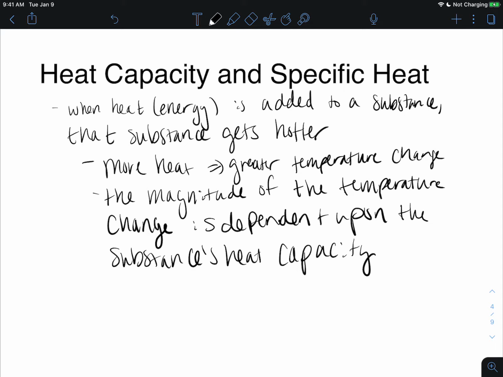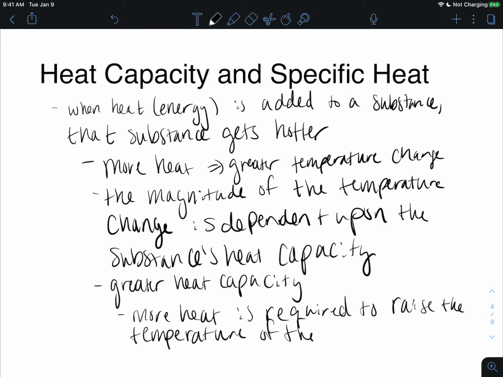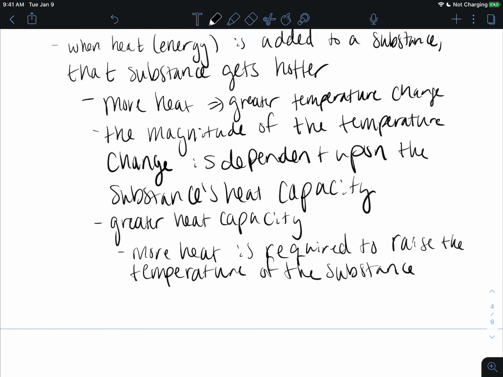The greater the heat capacity, the more energy that's required in order to heat a substance, and the more that substance holds on to that heat. So greater heat capacity leads to more heat required to raise the temperature of the substance, and the more that substance holds on to heat.